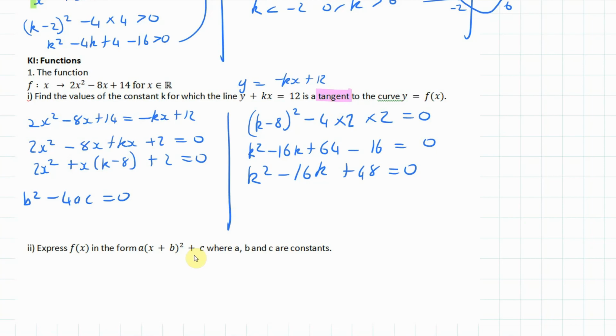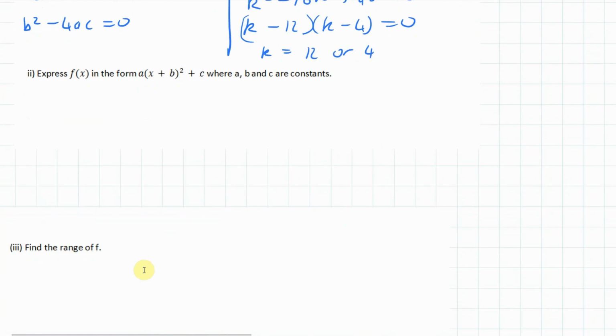And so if we try to factorize that, I think it's (k minus 12)(k minus 4) equals 0. So k is equal to... when it's a tangent to the curve. Find the values of constant k. So I think k equals 12 or 4 in this case.